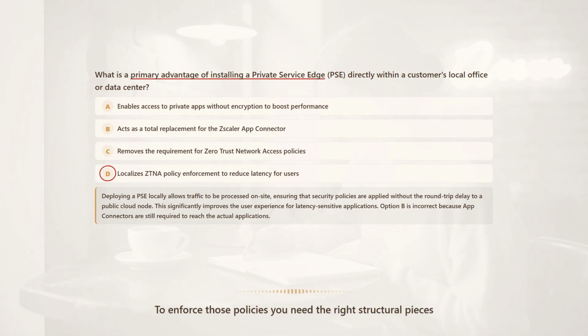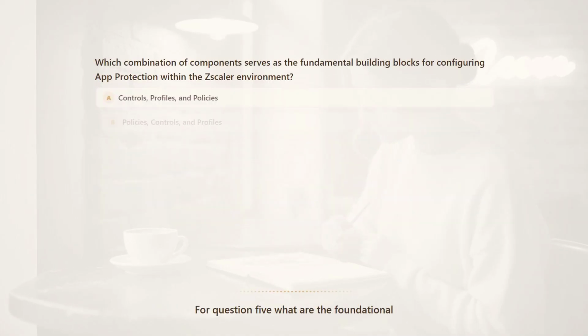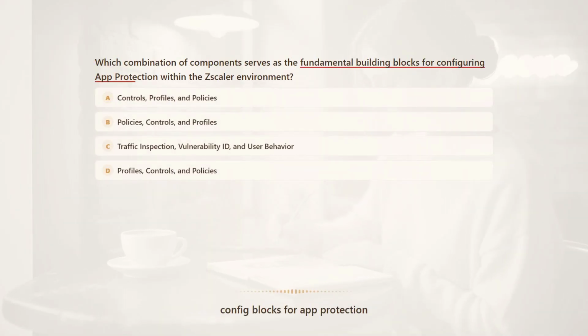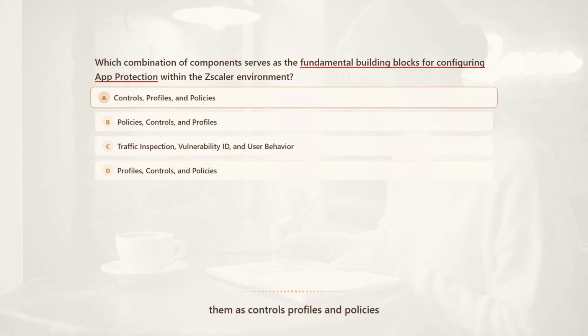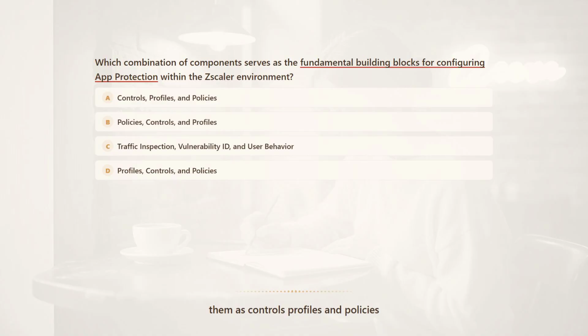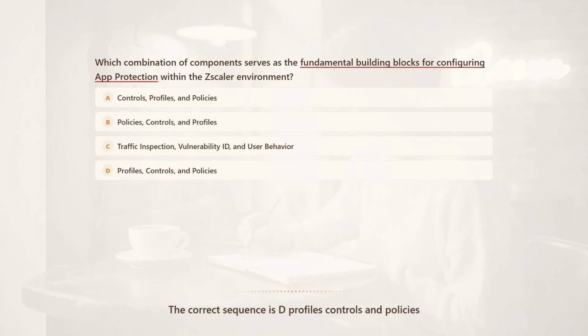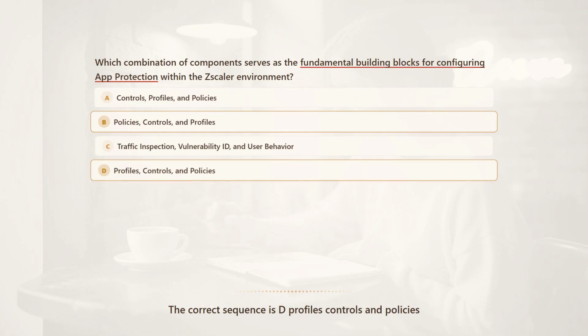To enforce those policies, you need the right structural pieces. For question 5, what are the foundational config blocks for app protection? Watch out for trap A here. People order them as controls, profiles, and policies. It has all the right words, but the exact wrong flow. Right. The system needs context first. The correct sequence is D, profiles, controls, and policies.